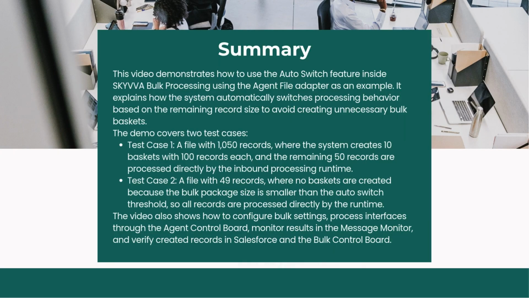This video demonstrates how to use the auto switch feature inside SKYVVA Bulk Processing using the agent file adapter as an example. It explains how the system automatically switches processing behavior based on the remaining record size to avoid creating unnecessary bulk baskets. The demo covers two test cases. Test case 1. A file with 1,050 records where the system creates 10 baskets with 100 records each, and the remaining 50 records are processed directly by the inbound processing runtime.